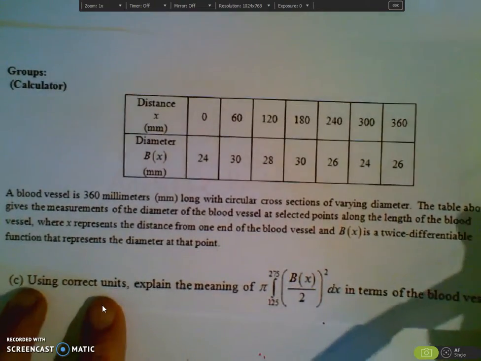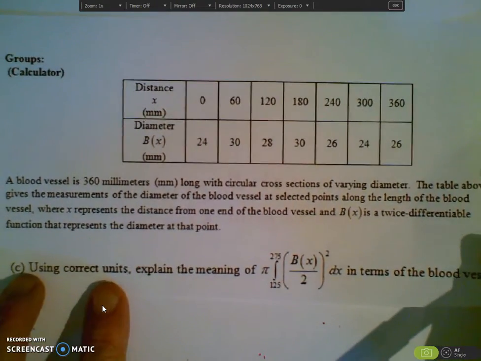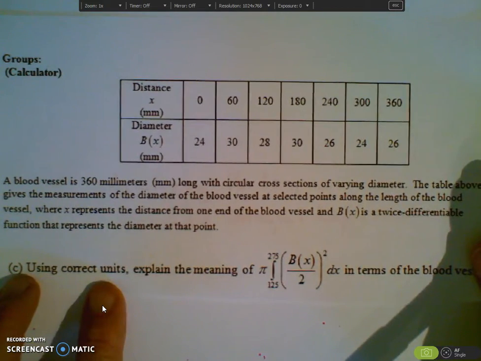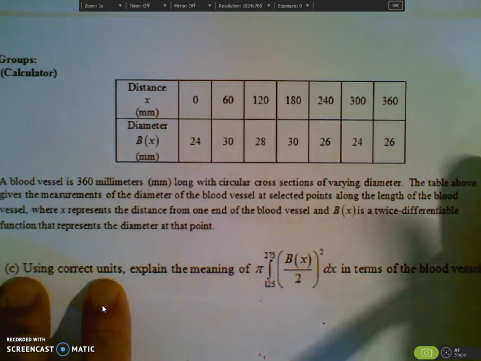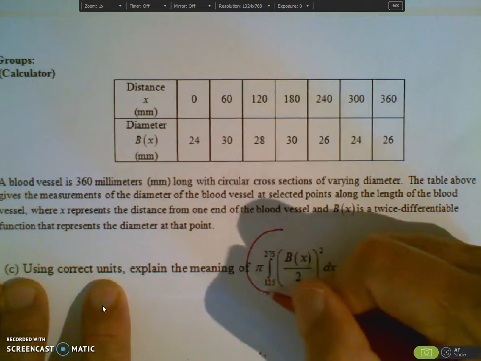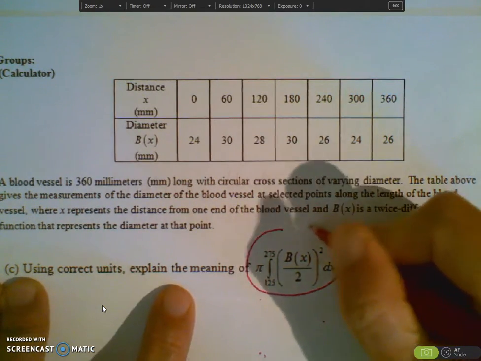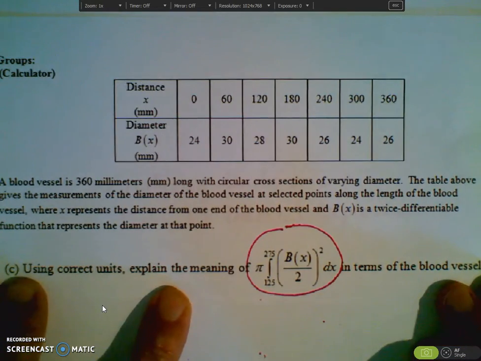I'm going to put this up, and if you would like to take a moment to read this problem and then pause the video, you can try to figure out the units for this integral expression. And knowing the units might help us to determine the meaning of the integral expression. Go ahead and pause now and see if you can figure out the correct units.